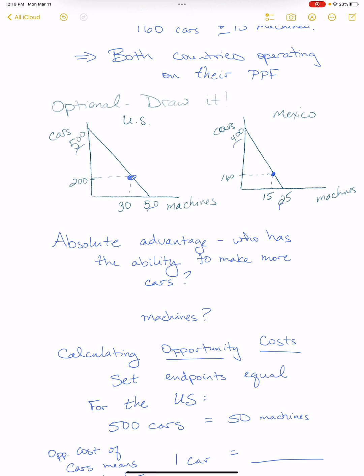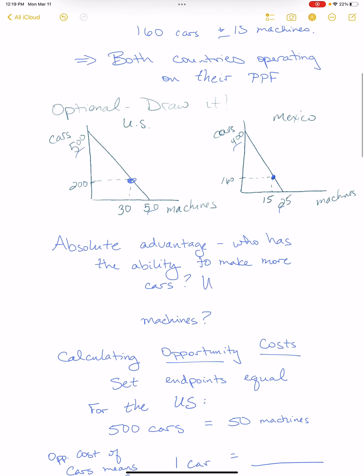So if I say who has the absolute advantage in producing cars, then you're going to look at those endpoints for cars and you'll see that the United States can produce 500, Mexico can produce 400. The United States has the ability to produce more cars than Mexico. So who has the absolute advantage in cars? The answer would be the United States.